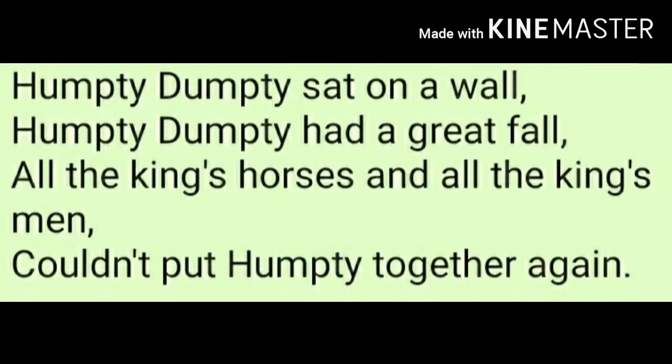Shall we sing another song? Humpty Dumpty sat on a wall. Humpty Dumpty had a great fall. All the king's horses and all the king's men couldn't put Humpty together again. Shall we sing once more? Humpty Dumpty sat on a wall. Humpty Dumpty had a great fall. All the king's horses and all the king's men couldn't put Humpty together again.